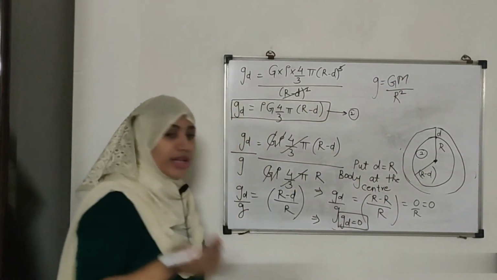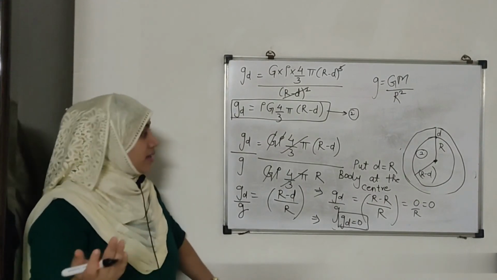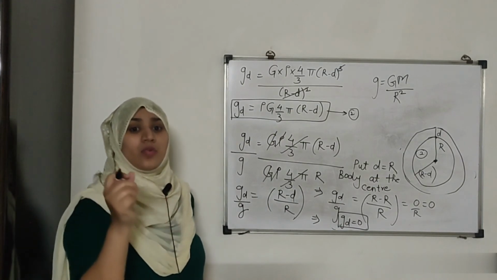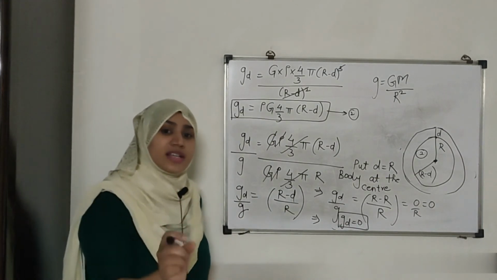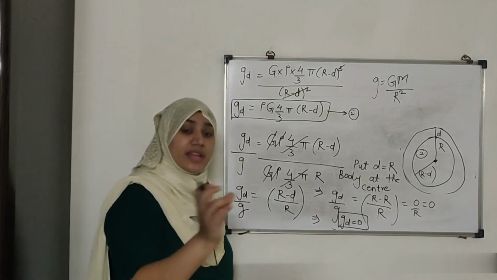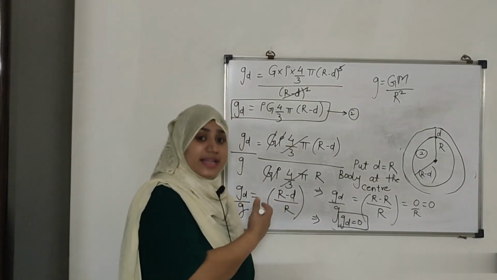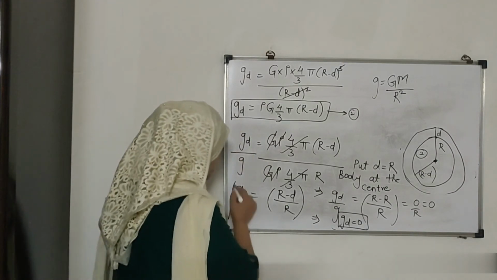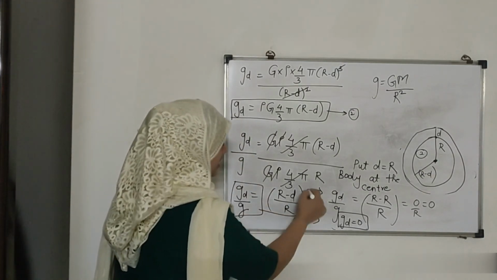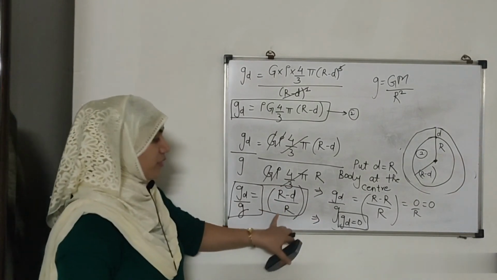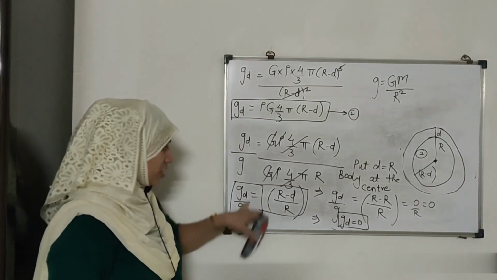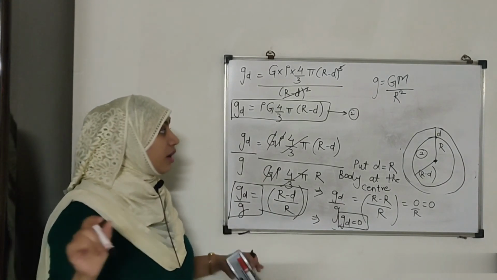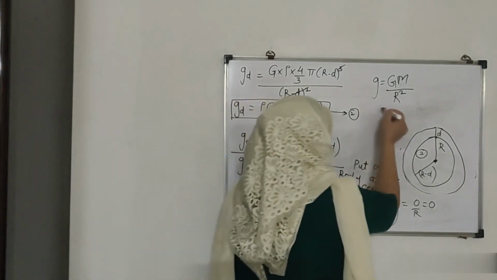Okay, when we are going down inside the earth, the radius is decreasing, right? The distance between the center of the earth and the body is decreasing. So basically the gravitational force or the acceleration due to gravity should increase, but this formula shows that it decreases. According to this formula, the acceleration due to gravity decreases even when we are going inside the earth. Why?